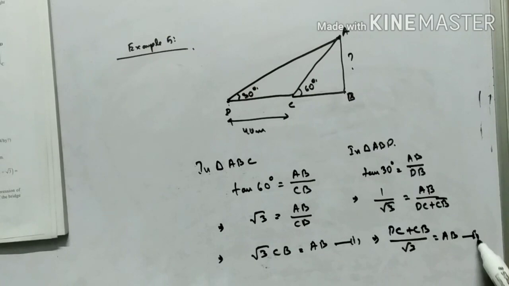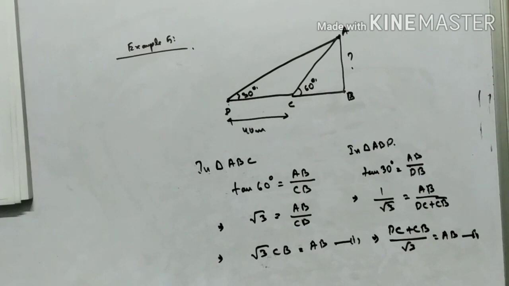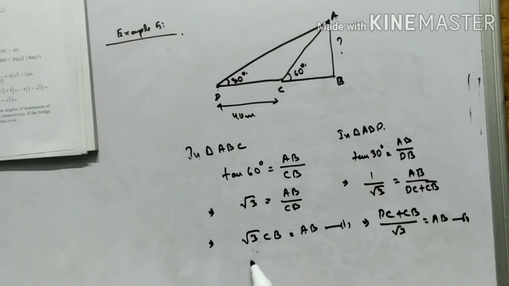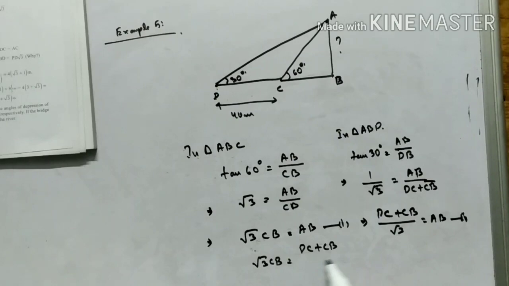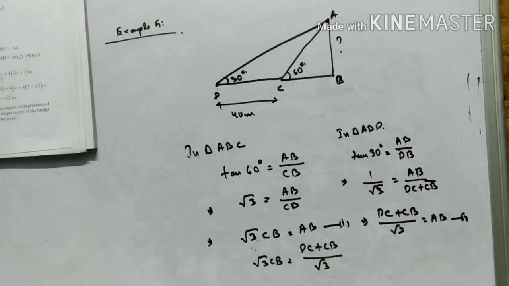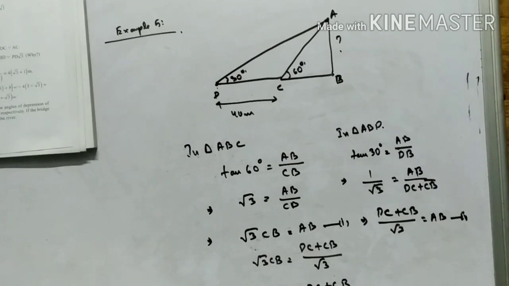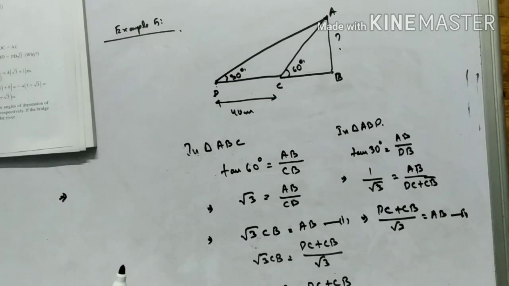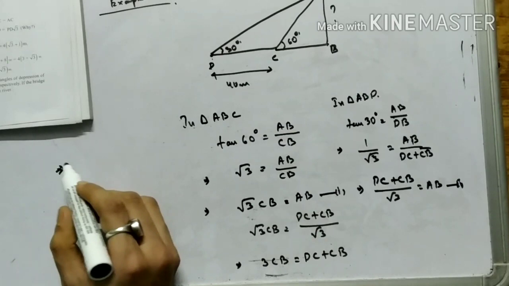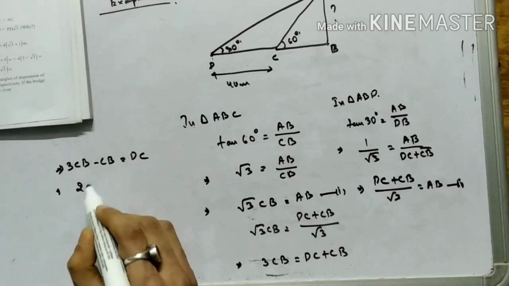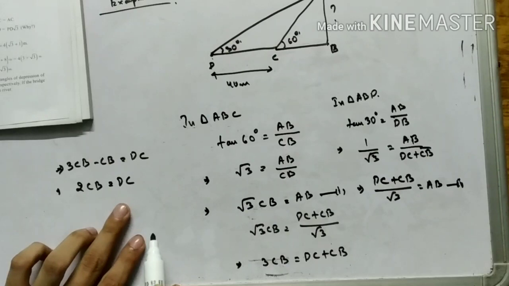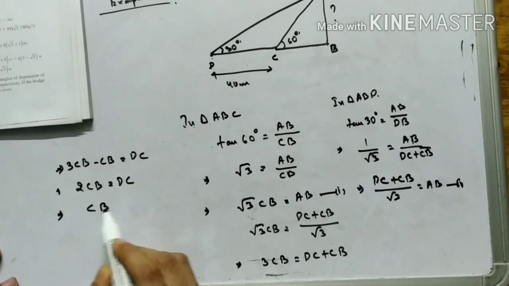So in here what I got from equation 1 and 2, I can write that root 3 CB is equals to DC plus CB by root 3. So root 3, if I send it this side, root 3 into root 3, I will get 3 CB is equals to DC plus CB. Then I will bring CB this side, so I will get 3 CB minus CB is equals to DC, 2 CB is equals to DC. And DC value, it is 40 meter, so CB is equals to 40 by 2, I will get CB is equals to 20 meter.